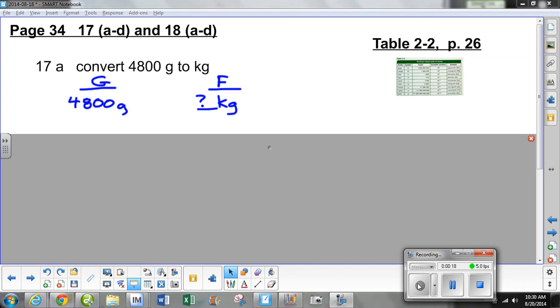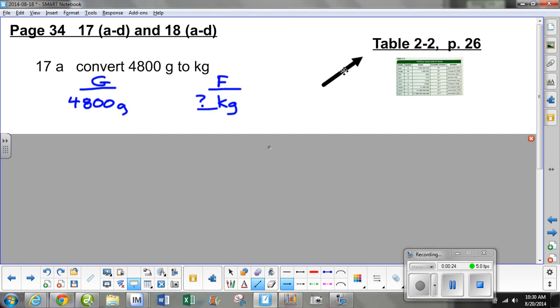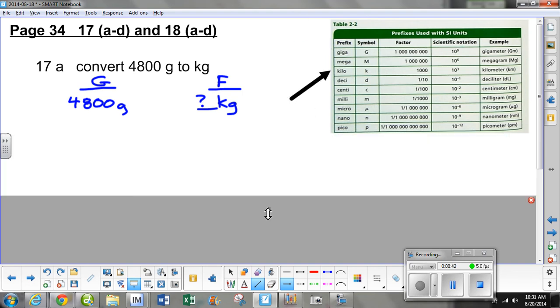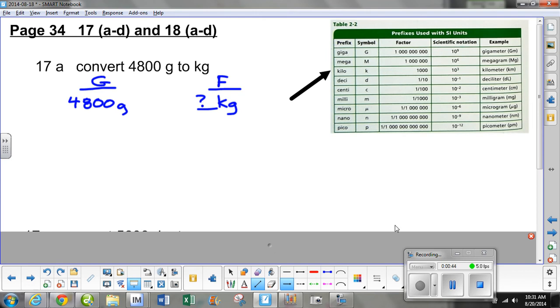In the problem, it states that you can go to table 2-2 on page 26. So let's go ahead and open that up. And now you can see all the prefixes that you need. In the first problem, we're going to look for kilo, and I'm going to show you how you make an equality and use that to actually solve the problem.